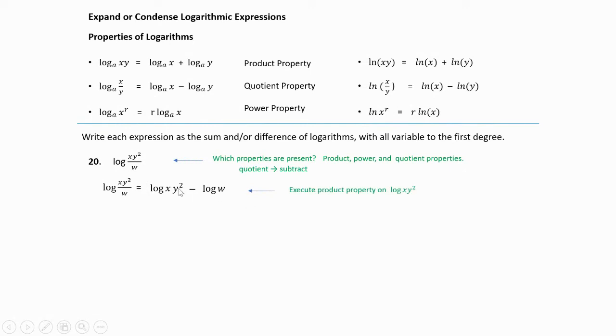Now let's apply the product property. The log of w is okay, but this one we have to expand. It's going to be log of x plus log of y squared minus log of w. And these are all base 10. Now we must execute the power property because the exponents must go to the front. So the 2 goes to the front. So this is the expanded version. So this is what we're looking for.